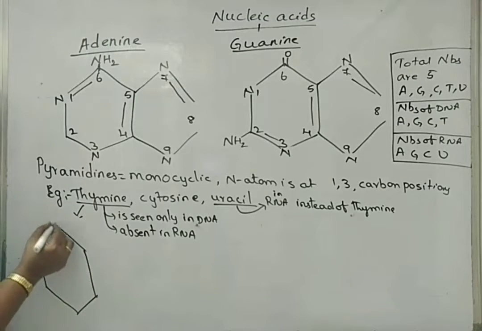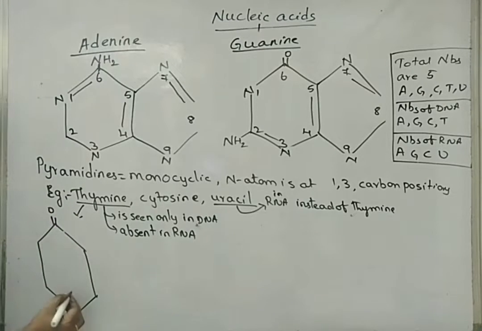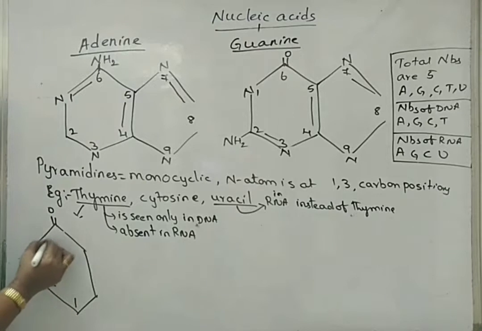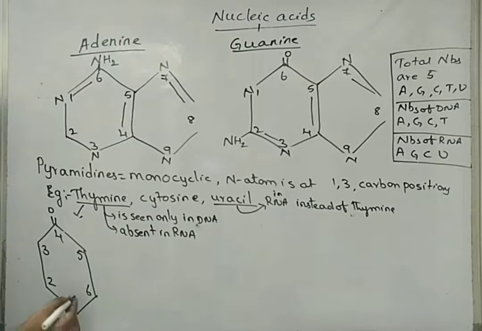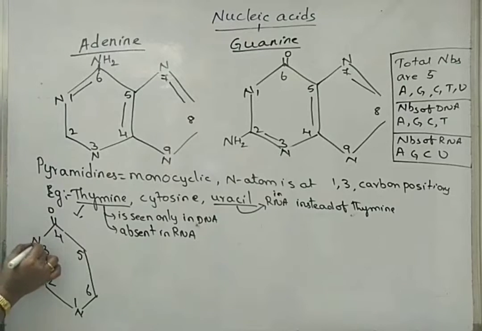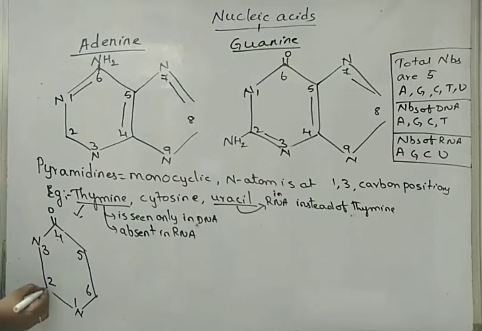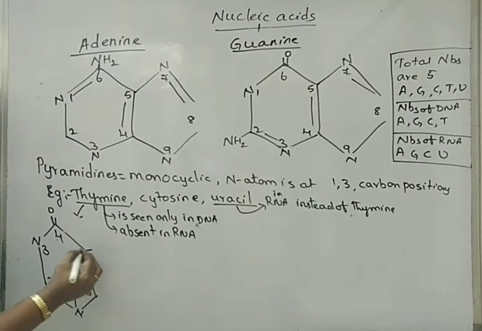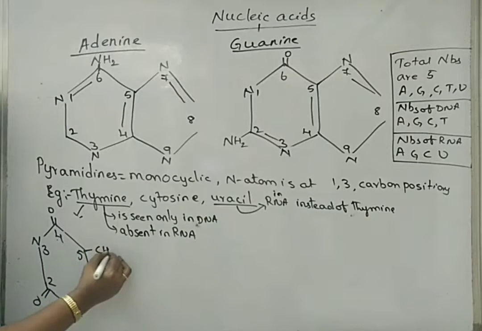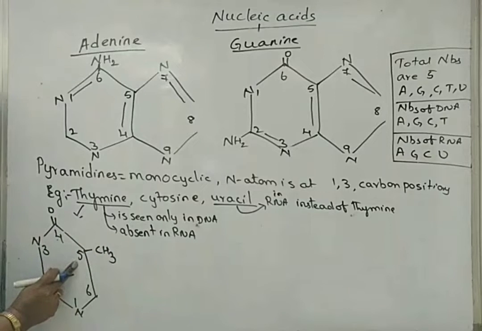It is having a ketone group at one position. First of all, we have to give numbering here. So we'll give 1, 2, 3, 4, 5, 6. So a 6-carbon benzene ring is present. At first carbon position there is nitrogen occupied. Third carbon position also has one nitrogen. So it is having one ketone group at fourth position and another ketone group at second position also. And it also has one more functional group, that is methyl, at fifth carbon position.